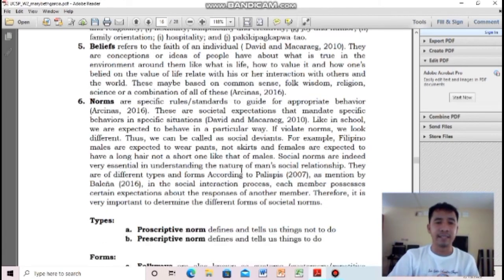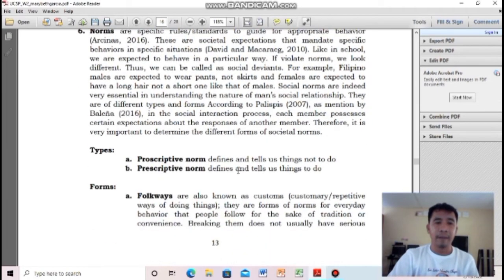So let us discuss the two types of norms, the proscriptive norm and prescriptive norm. Ang proscriptive norm defines and tells us things not to do. Amo na naghambal sa aton kung ano ang mga bagay nga hindi pwede naton obrahon kay sala ka, hindi pwede. Ang prescriptive norms naman ang mga bagay nga dapat naton himuon.